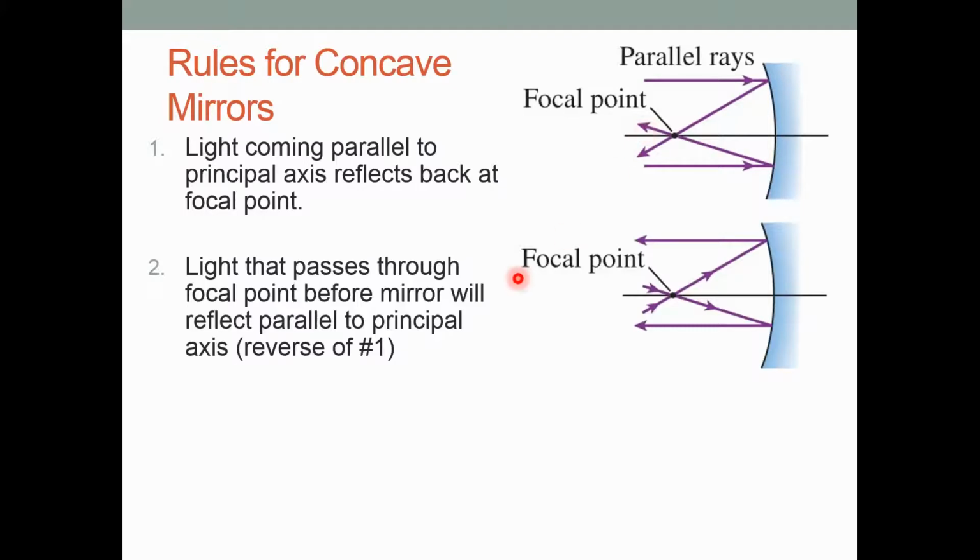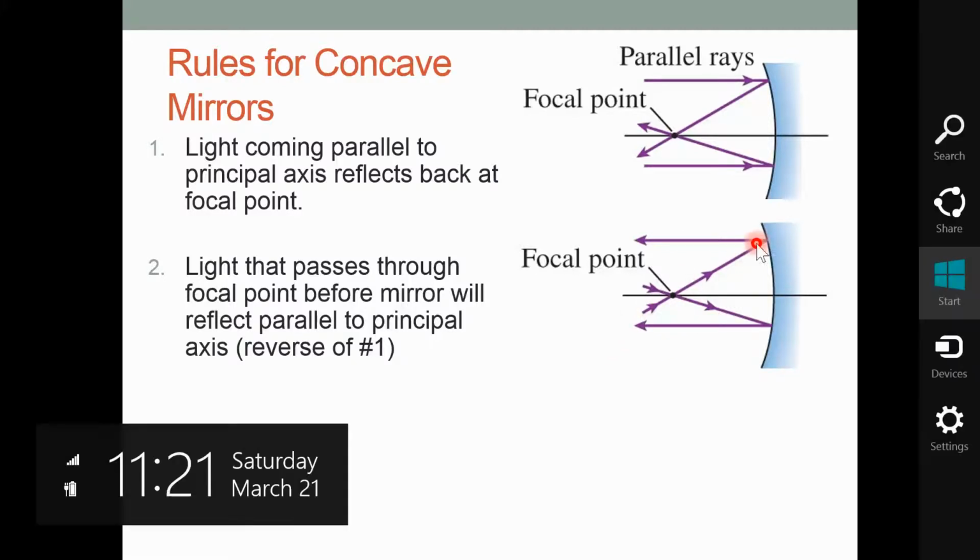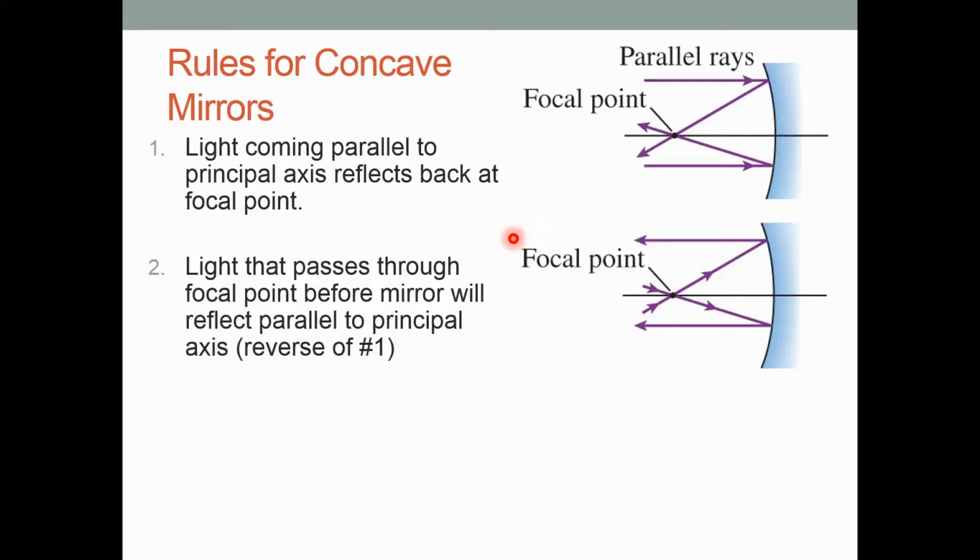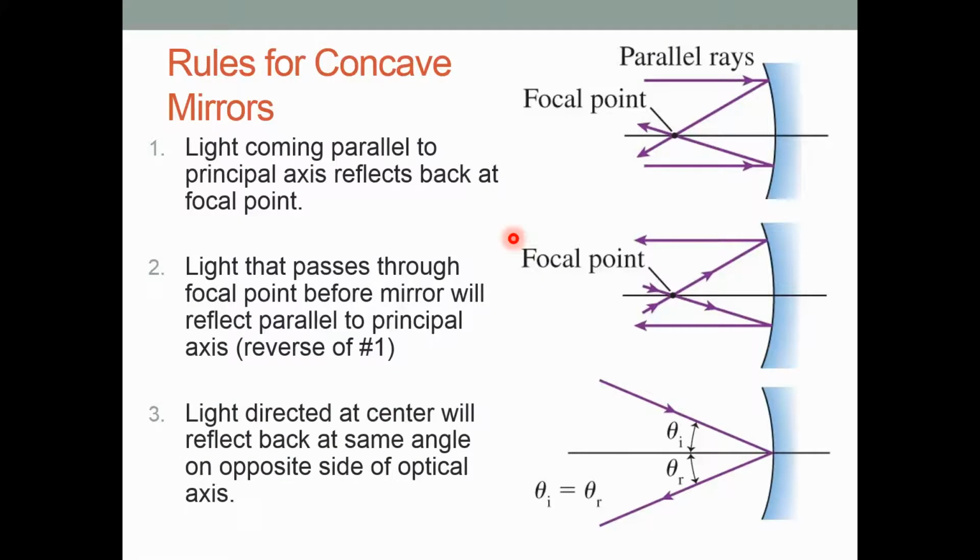Second, light that comes through the focal point will reflect back parallel. So this is pretty much the opposite. Now we have light coming in through this focal point, hits the mirror, and it reflects back parallel. Our third rule says that light directed at the center of the mirror will reflect back at the same angle on the opposite side. So this is our simple law of reflection. The light that comes in reflects back at the same angle. The incident angle is equal to the reflected angle.